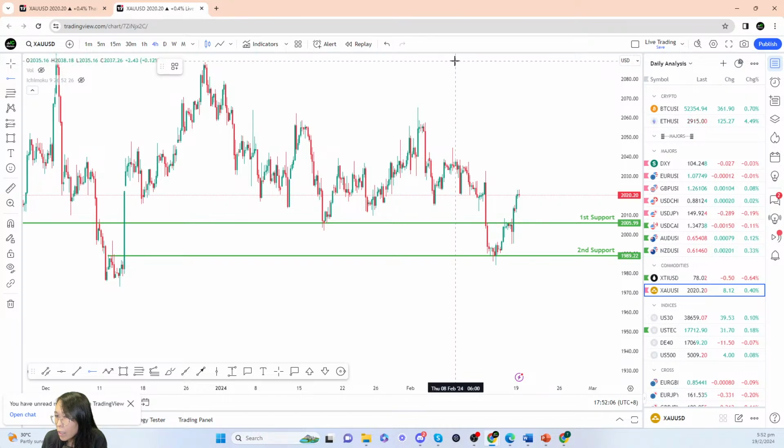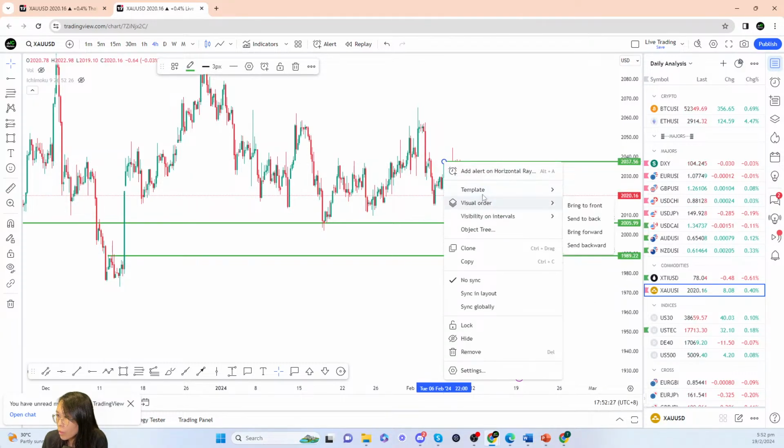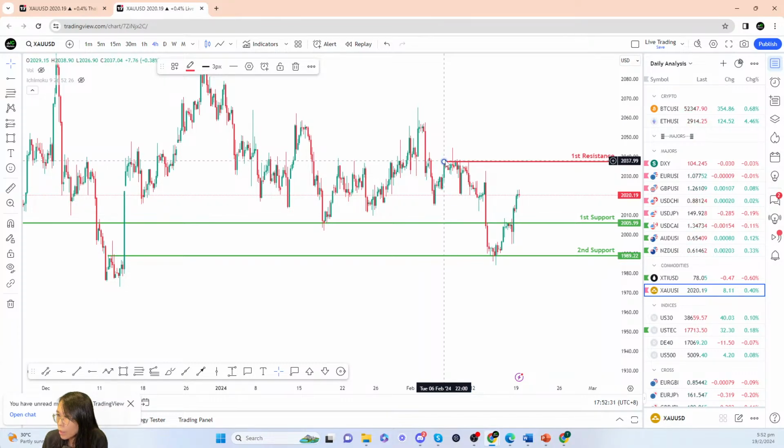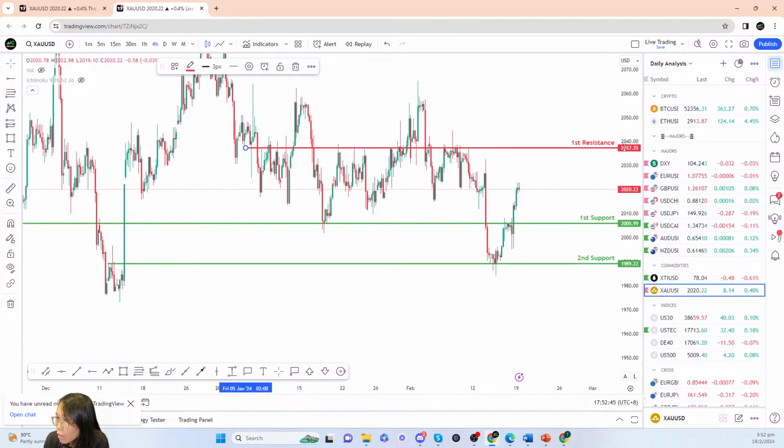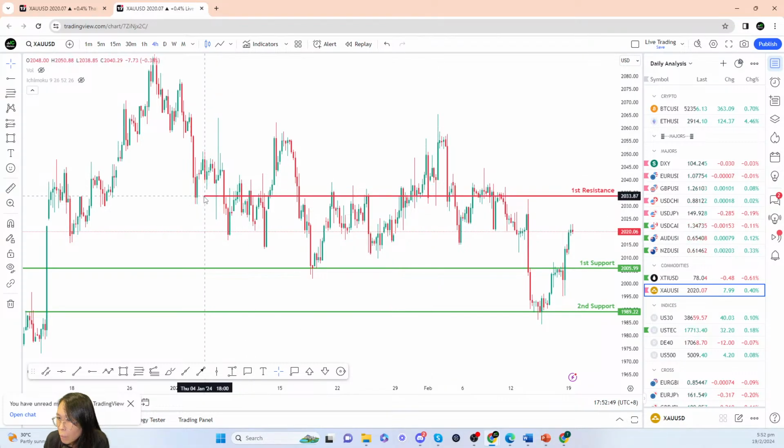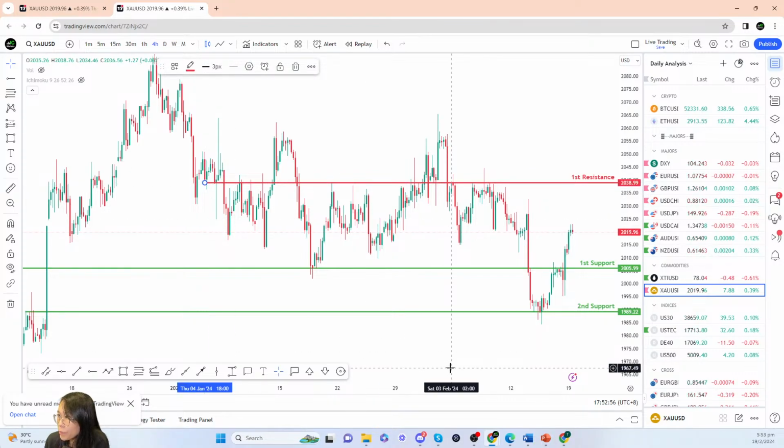On the resistance side, resistance is a bit choppy. First resistance here. I'm going to connect to the candles. This is an overlap resistance, and quite a pretty good resistance level.